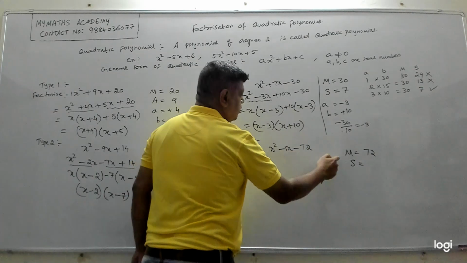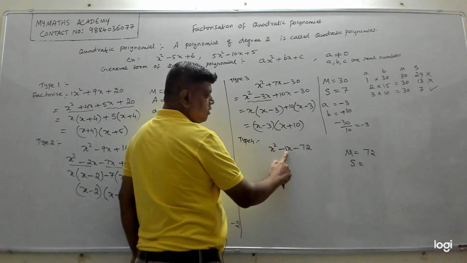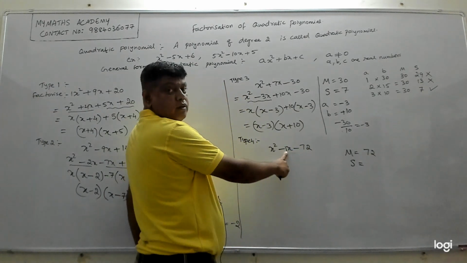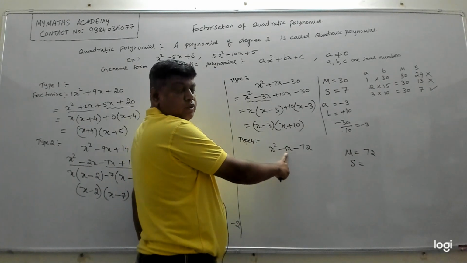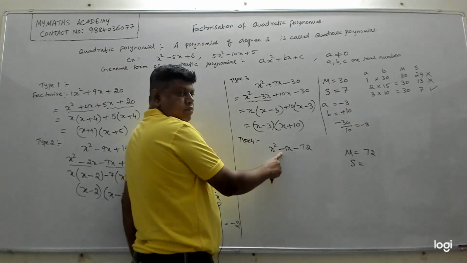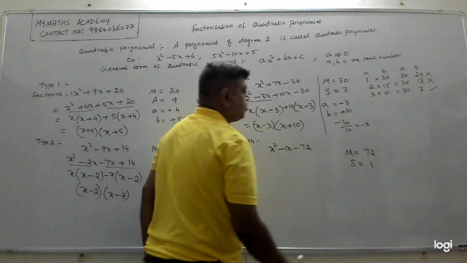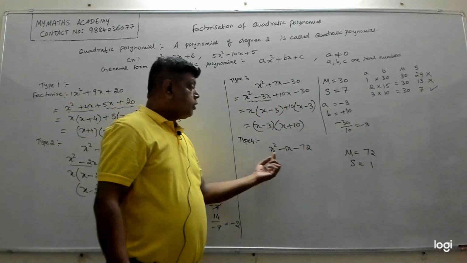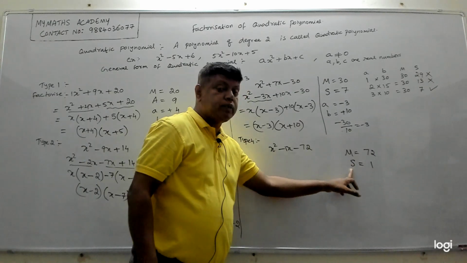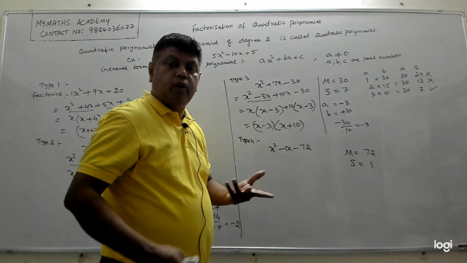But here when we subtract the two numbers, I should get this number. What is the number here? The coefficient of x, which is 1. Don't worry about the minus. So 1. Which means when I multiply the two numbers, I should get 72. The same two numbers, if I subtract, I should get 1. So what are the numbers?